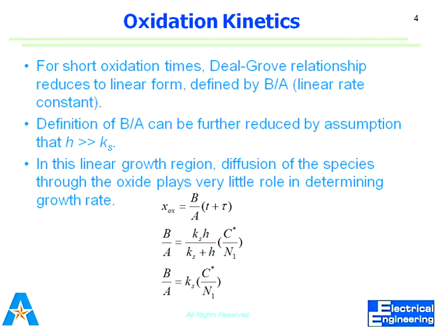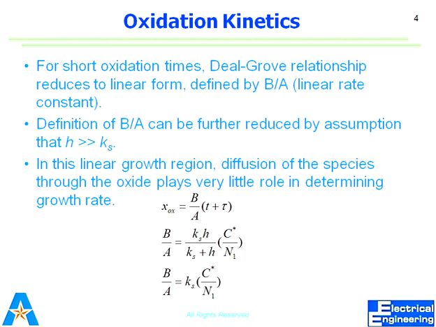The third line also explains the same thing, that in this linear growth region, diffusion of species through the oxide plays very little role in determining the growth rate. It means that diffusion is not the problem. It's not a diffusion limited process. It's actually a reaction rate limited process, because diffusion is not becoming a hindrance for the oxygen molecules to reach from the source towards the wafer surface. It's the reaction rate that is limiting our oxidation rate. That's why we say H is very, very much greater than Ks. So this is the same thing that we are talking about.